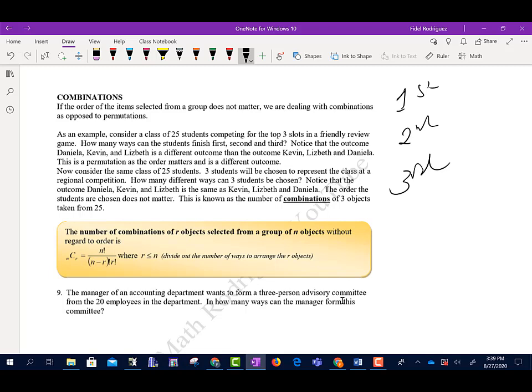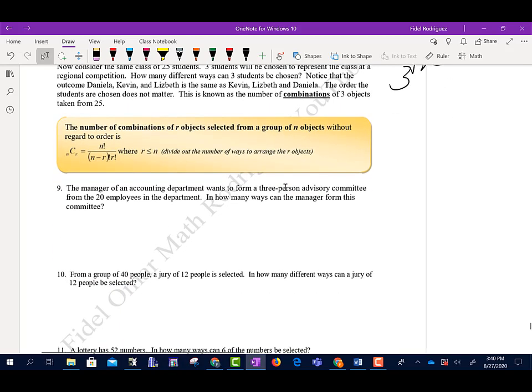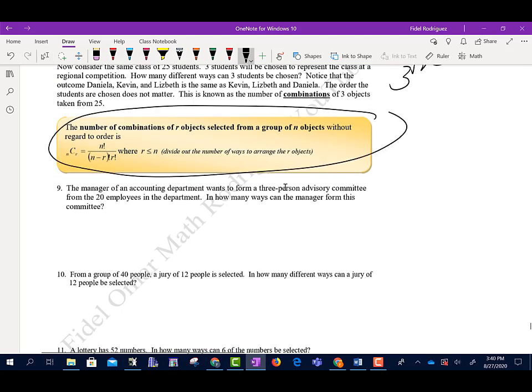Let's see. Now, it says, consider the same class of 25 students, 3 students to be chosen at random to represent the class at a regional competition. Notice how the 3 students can be chosen. Notice that the outcome, Daniela, Kevin, and Elizabeth, is the same as Kevin, Elizabeth, and Daniela. The order is not important when we're just choosing people to go do something randomly, right? But if it's for positions like first, second, and third, or president, vice president, secretary, that would be permutation, okay? So here we have a combination formula.